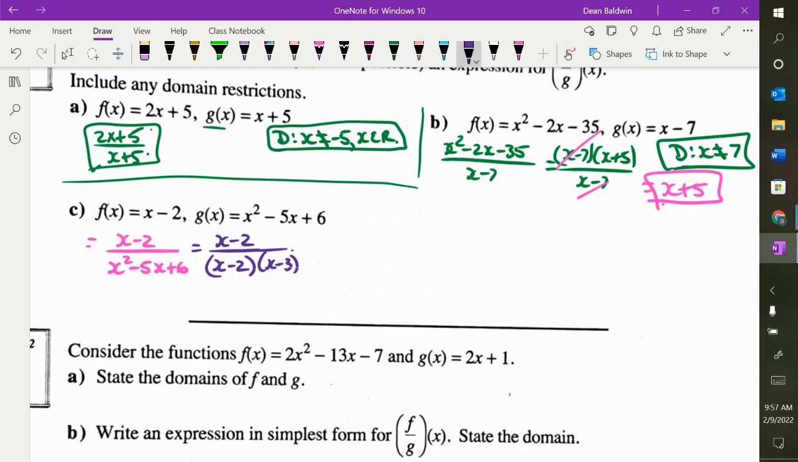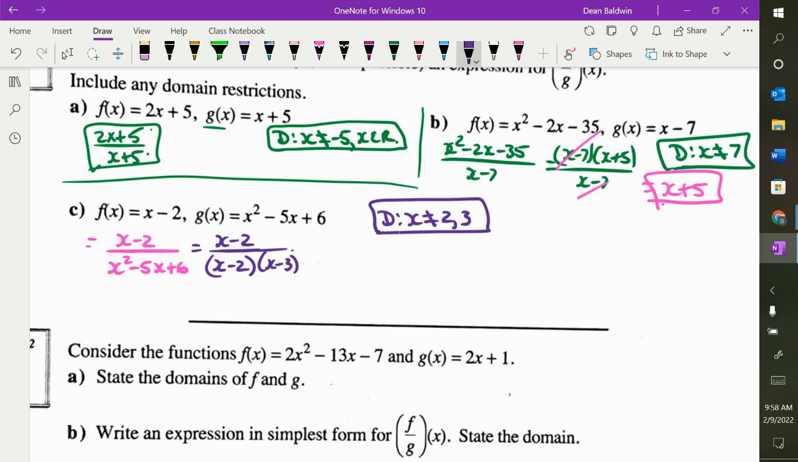So I got that. Now, what are my domain restrictions? 2 and 3. You've got multiple domain restrictions. If you had 3 sets of brackets, you'd have 3 restrictions. If you had 4 sets, you'd have 4. Okay? You can have an infinite number of restrictions. All right.